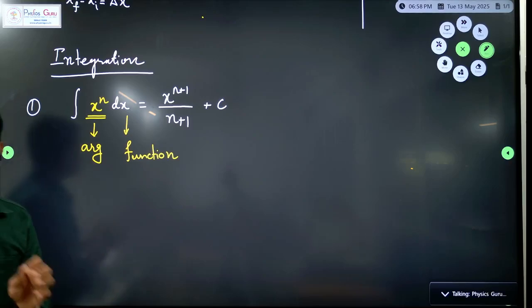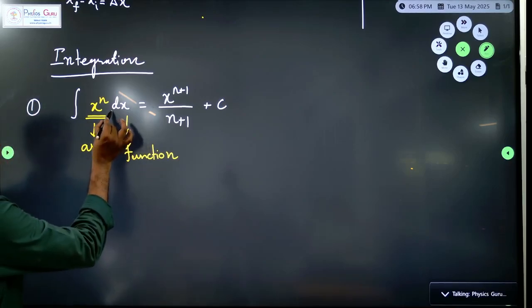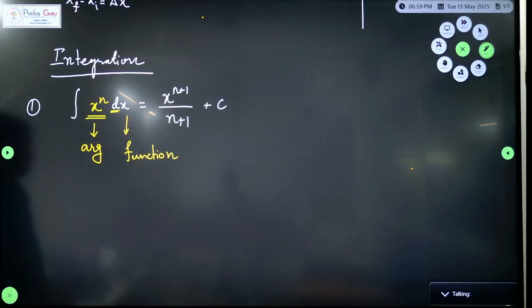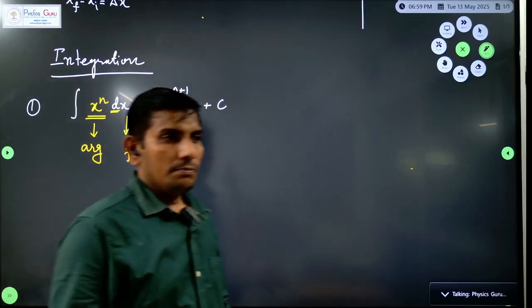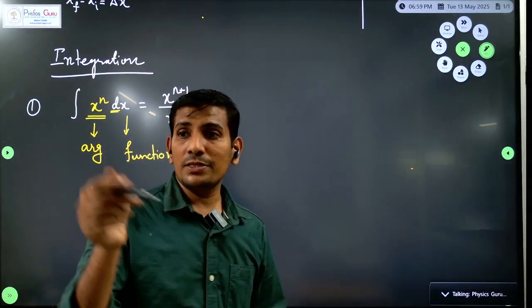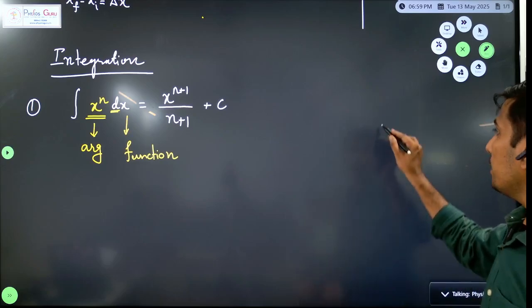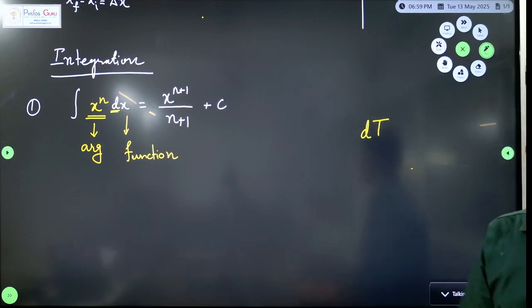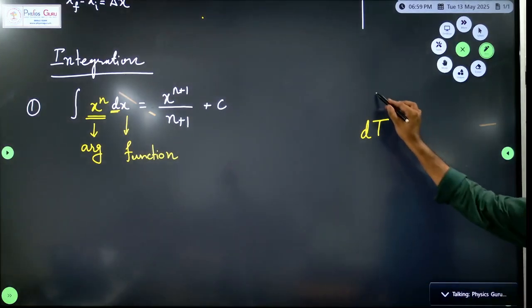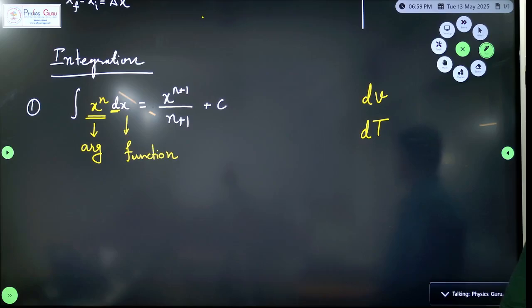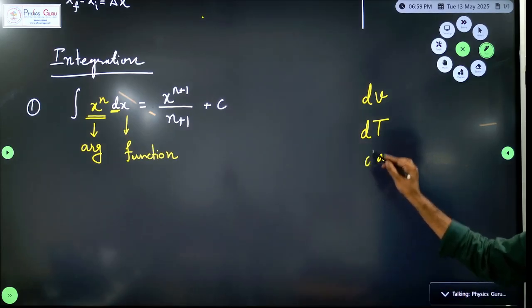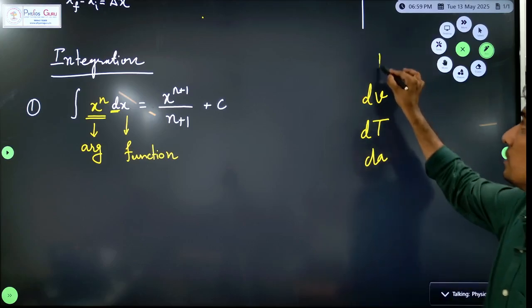Okay, functions generally have this prefix d. It could be anything: time, velocity, acceleration, volume, temperature. The quantity can be anything, but you are trying to say this quantity is changing. For example, the temperature is changing, speed is changing, velocity is changing, acceleration is changing, force is changing.